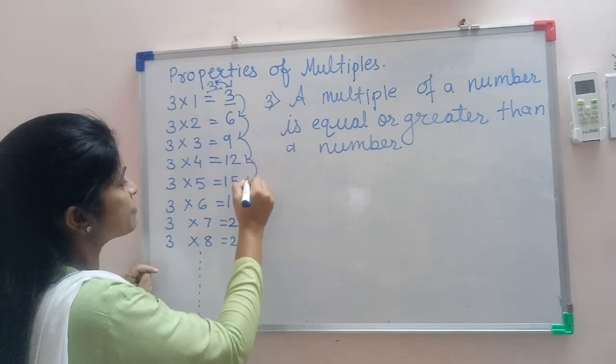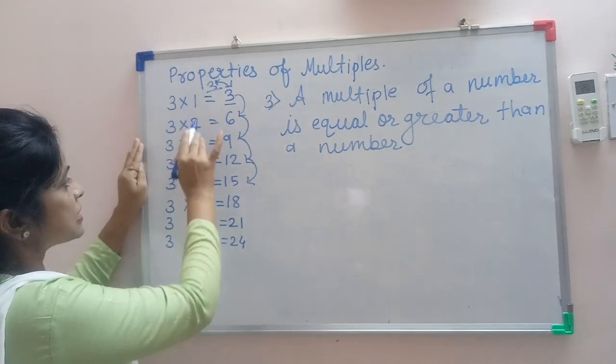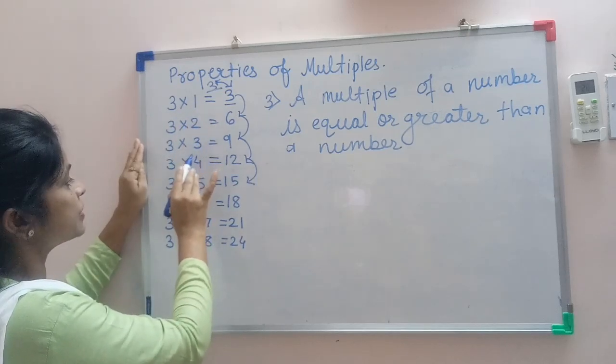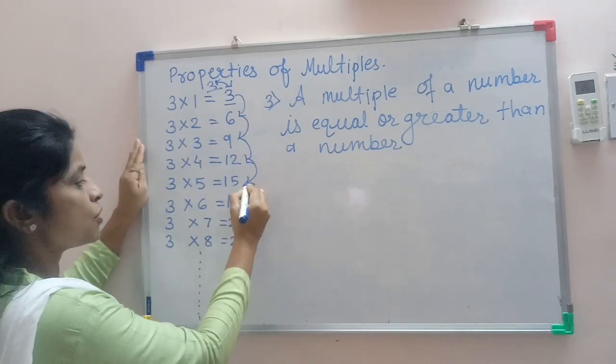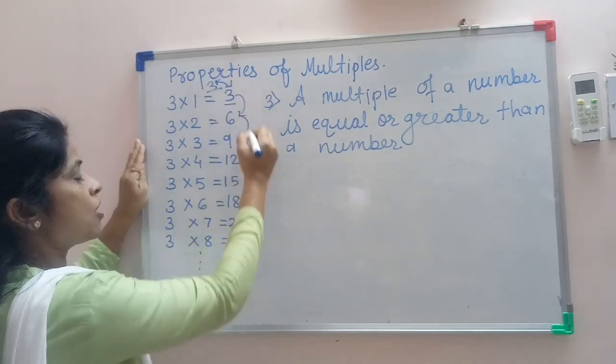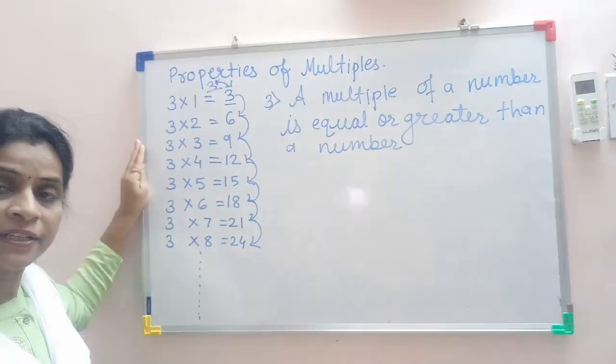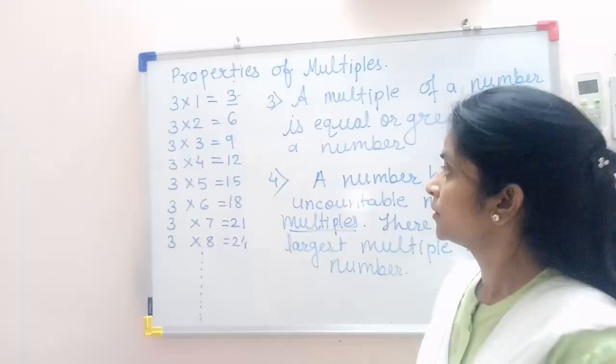Why is it greater than the number? When we multiply 3, we can see we are multiplying 3 with greater numbers. So a multiple of a number is equal to the number or greater than the number.